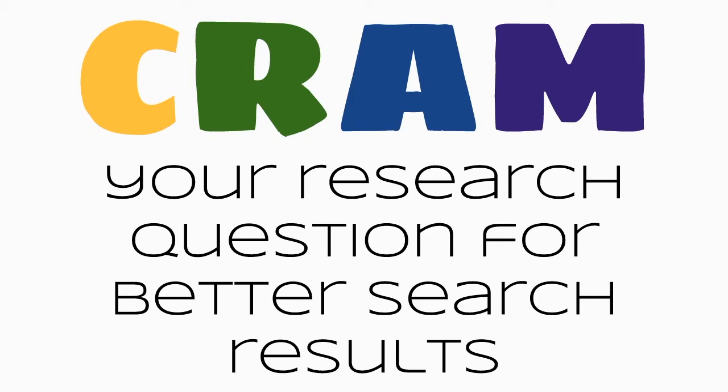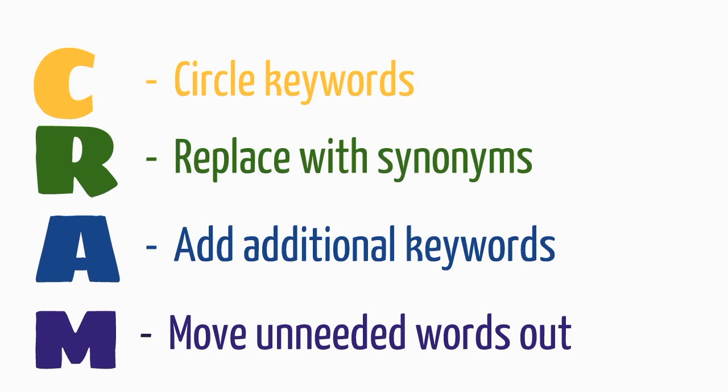So CRAM is an acronym. Each letter in the word CRAM stands for something else. So in CRAM, the first thing you're going to do with your research question is circle keywords. And then you're going to look for synonyms. You're going to add additional keywords if needed. And then you're going to move unneeded words out, and you should be left with some specific search terms that you can use to find an article.